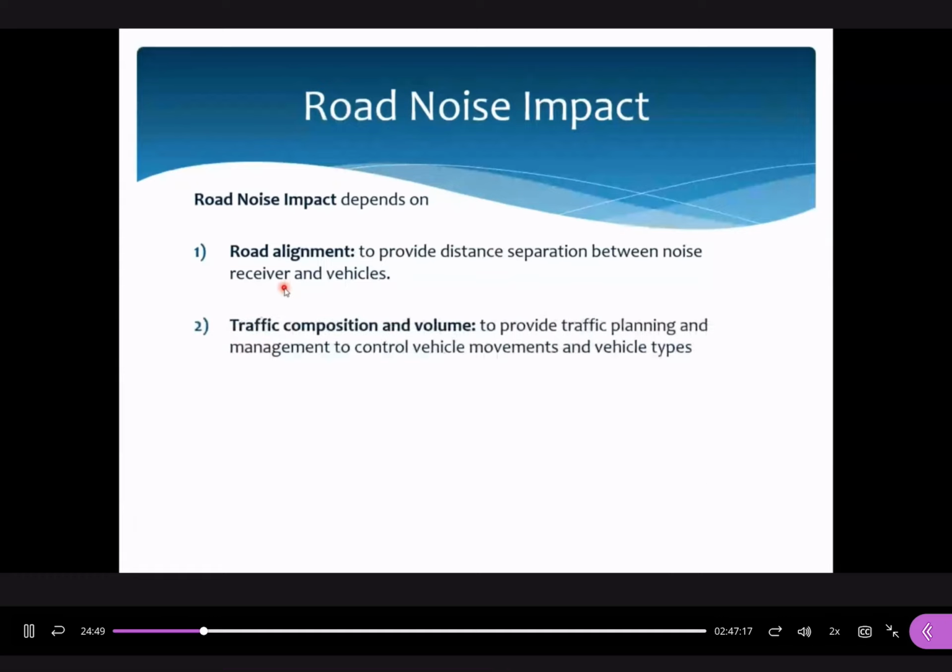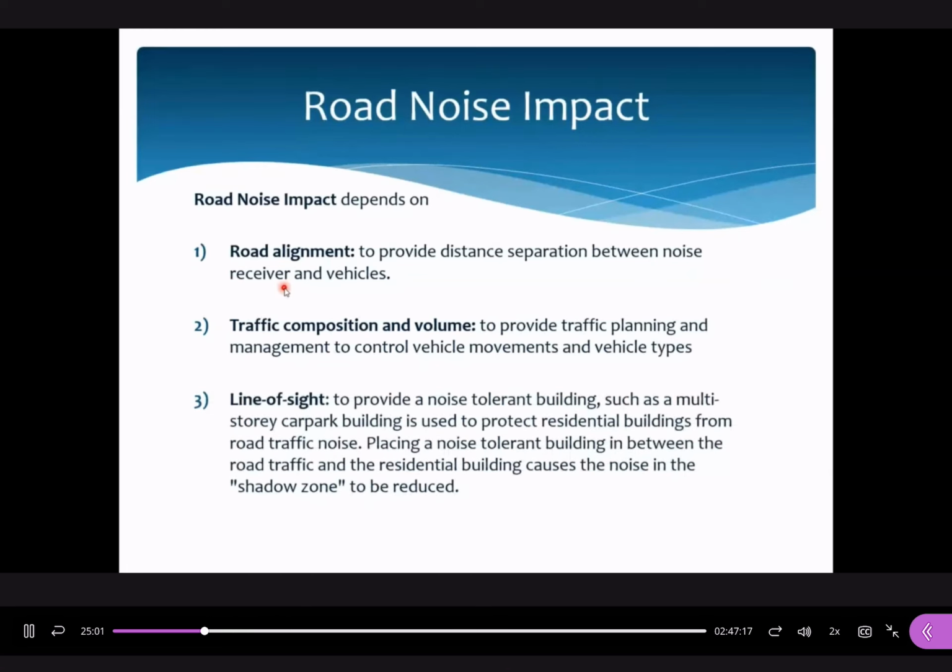The second one is the traffic composition and volume. It can help traffic planners and management to control vehicle movements and vehicle types. The third one is that we want to provide some noise-tolerant buildings, such as multi-story car parks. Please bear in mind that the provision of a multi-story car park building is not the major way to reduce the noise effects.